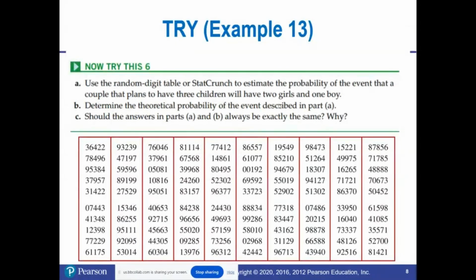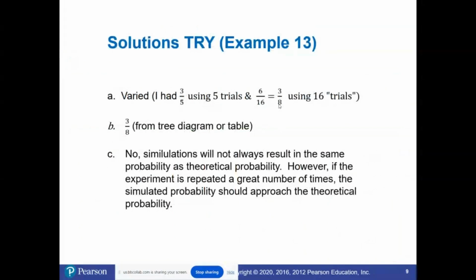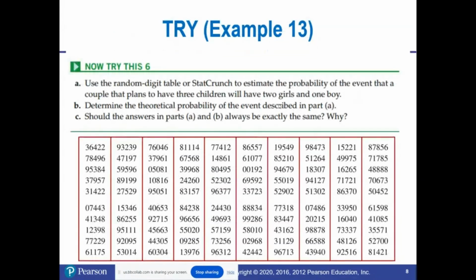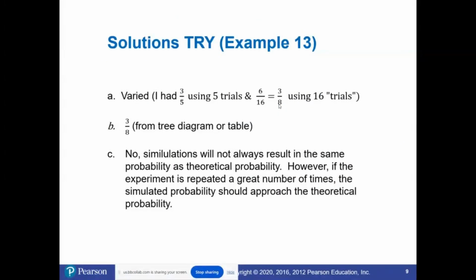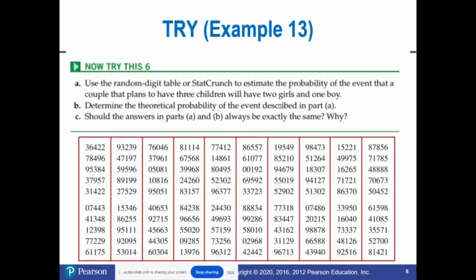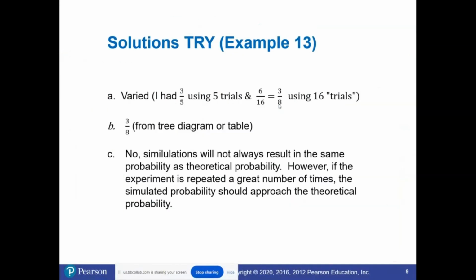Okay, for theoretical probability, if you want to have 2 girls and 1 boy, you're going to make a tree diagram from that. And so basically you're going to work that out, and you'll end up with 3/8. So you will make either a tree diagram, or if you'd rather make a table, you can do that.